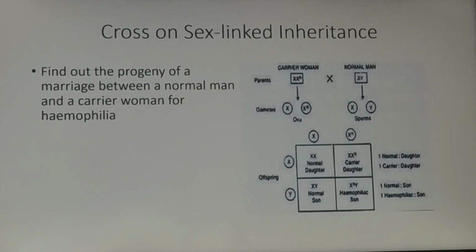Now the next step is to find the progeny. So there you have to draw a Punnett square and write the gametes of the first parent. That is, you can write the gametes of the mother, the carrier woman, on one side and the gametes of the father on the other side. And inside the sub-squares you have to write the genotype and the phenotype of the offspring produced. You can see how many normal daughters are produced. There's one normal daughter, then one carrier daughter, then a normal son and one hemophilic son.